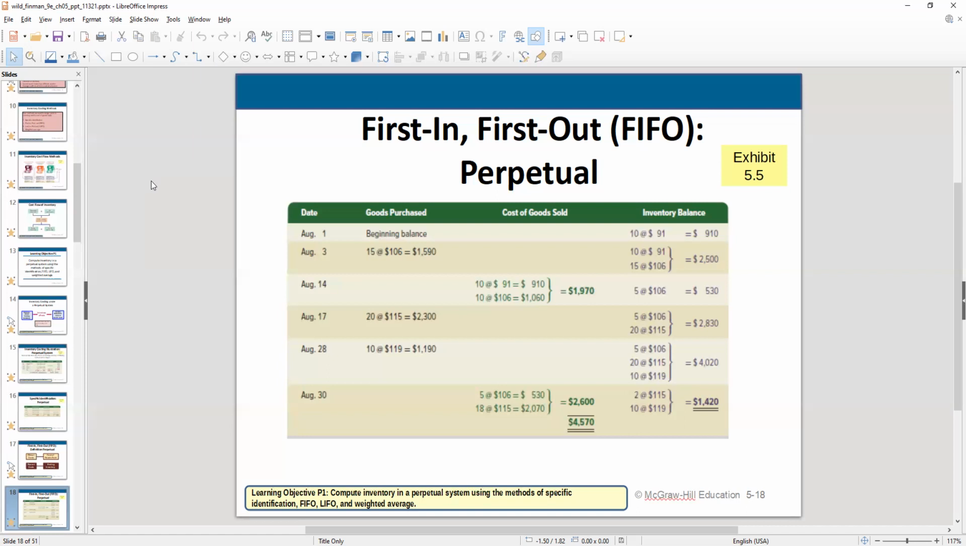All right. Next, we purchased 20 bikes at 115. So now we have to change our inventory balance to we have 5 bikes at 106. We have 20 bikes at 115. So our inventory balance is $2,830.